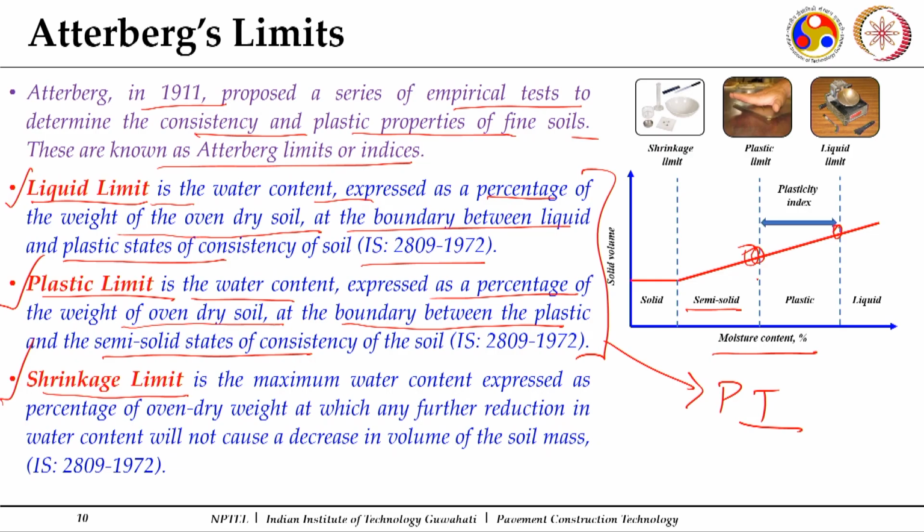And if I further reduce the water content, here is the maximum water content at the liquid limit when it starts flowing. If I reduce it below this, it starts behaving as a semi-solid, and if I keep on reducing, the soil volume will not keep on changing. This is the one which we call the shrinkage limit. It is the maximum water content, expressed as a percentage, at which any further reduction in water content will not cause any change in the volume of the soil mass. So there you can see how the behavior of the soil changes with the change in water content.